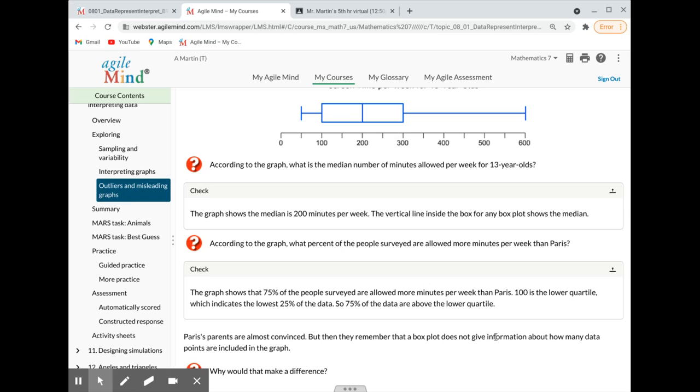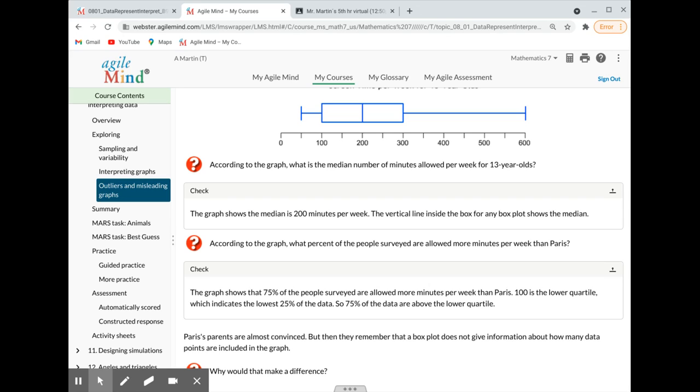The graph shows that 75% of the people surveyed are allowed more minutes per week than Paris. 100 is the lower quartile, which indicates the lowest 25% of the data. So 75% of the data is above the lower quartile.